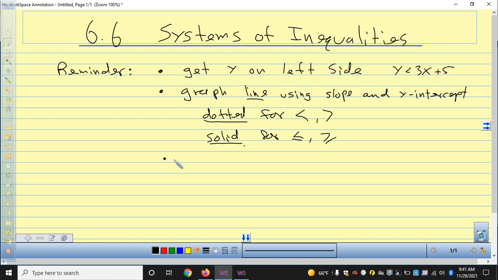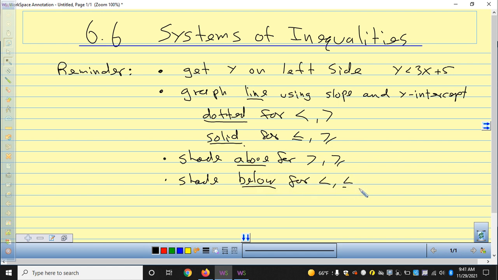And then for the inequality, we shade. We shade above for greater than or equal to. And we shade below for less than or equal to. So this was basically what we talked about on the Friday before break. This was our lesson condensed down into a few lines.